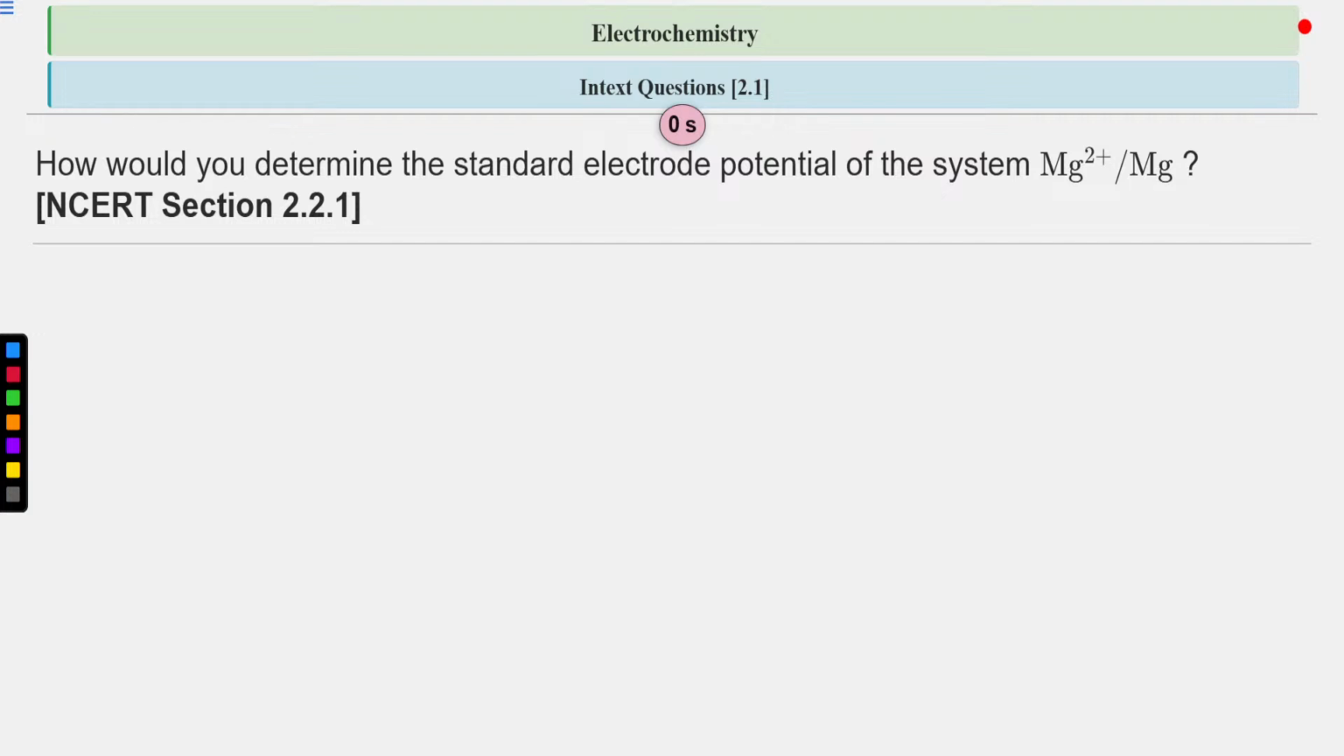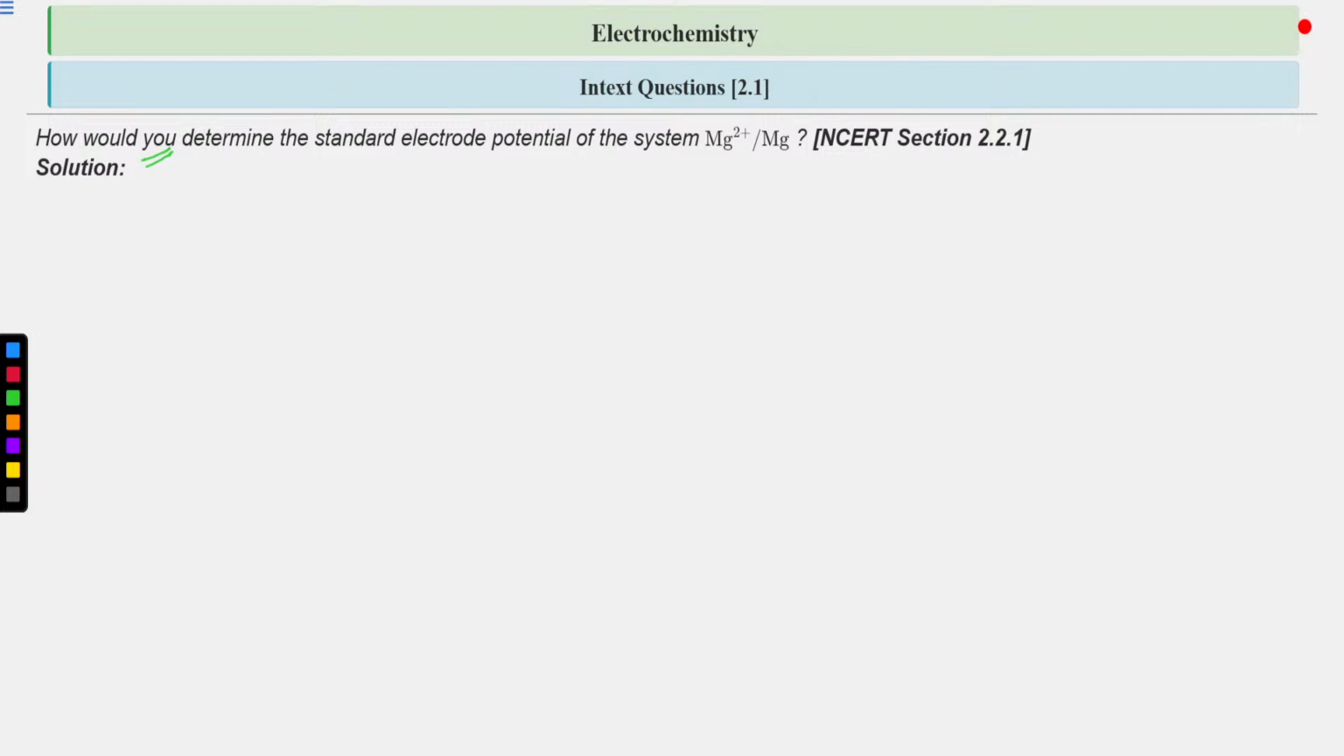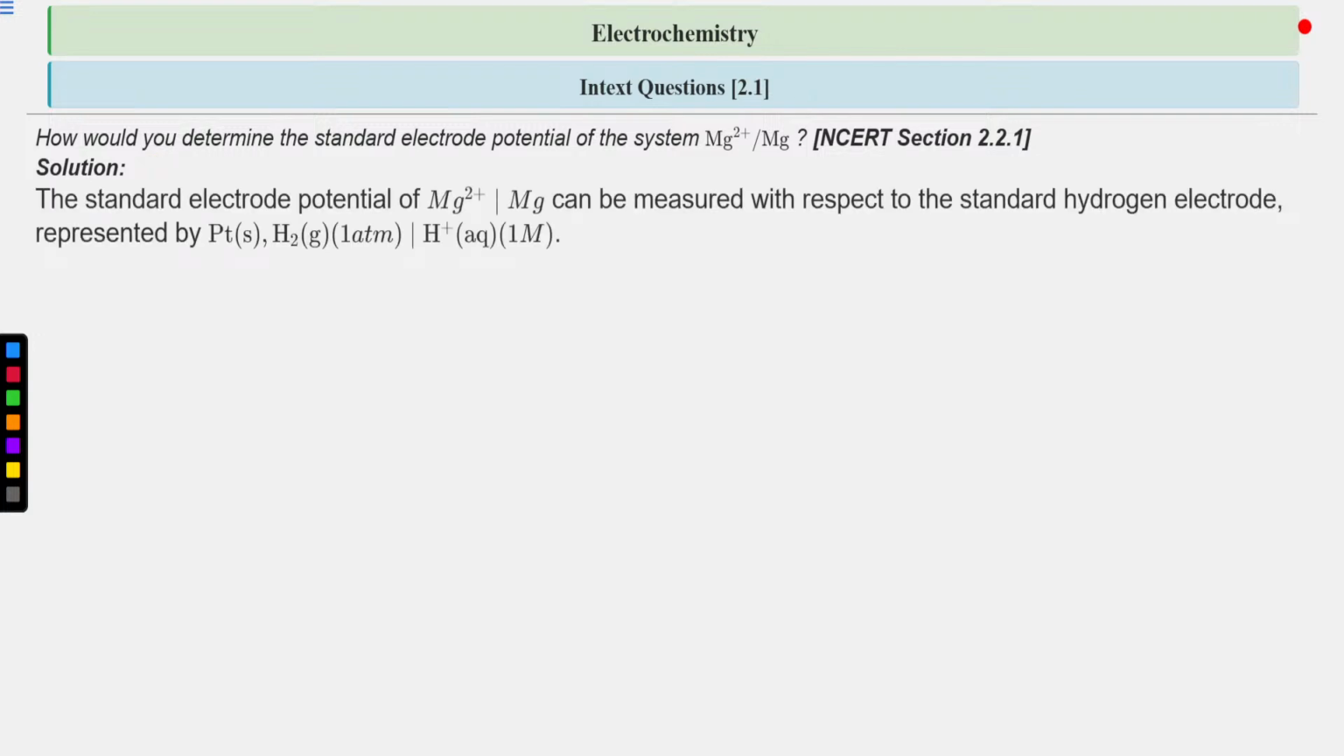Okay, so for this question, how do you determine the standard electrode potential? The standard electrode potential of this Mg2+ to Mg system can be measured with respect to the standard hydrogen electrode. One thing to remember: if you are given a system representing only one half cell, for a complete cell you need both half cells, present at the left hand side and right hand side of the salt bridge, right?